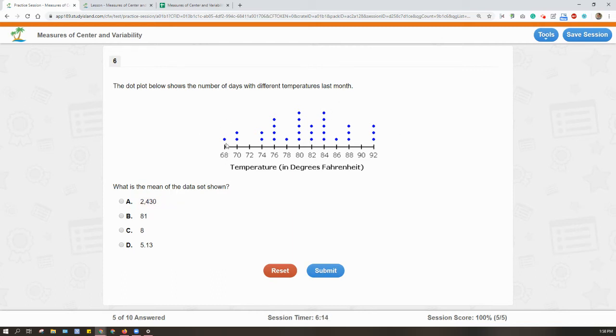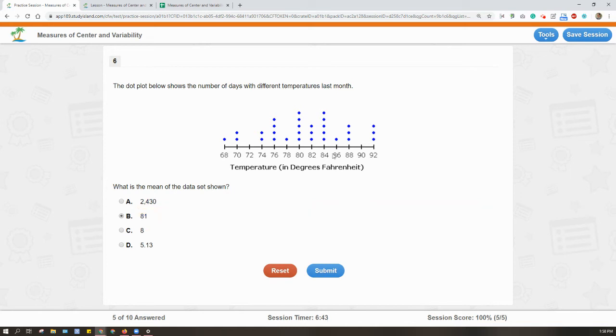So here we go. 68 plus 70 plus 70 plus 74 plus 7. You know what? Let's just stop for a second and look at our choices. What is the mean? 2,430? Is that the average temperature? There's no 2,430 on here. That's ridiculous. That's not the average temperature. That's a temperature that's way higher, like 20 times higher than even the highest thing here, more than 20 times. So that's definitely not going to be it.